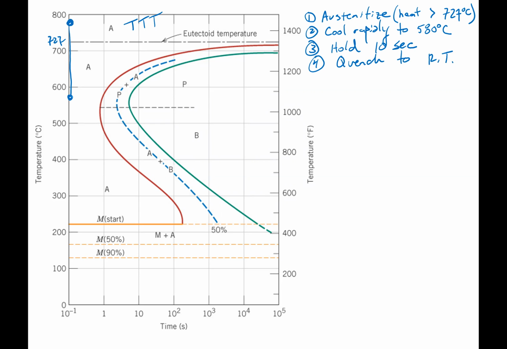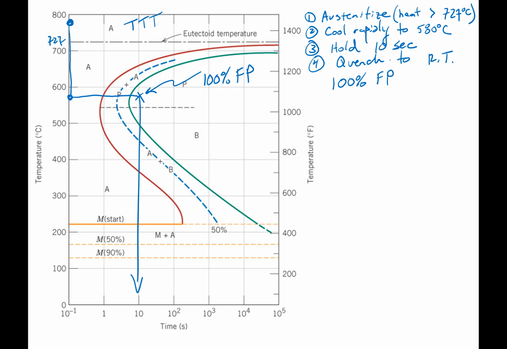So my hold for 10 seconds will take me right here to this point. And at this point now, I have 100% fine pearlite. So I'm on the bottom half of the diagram forming pearlite relatively rapidly, so that would be a fine pearlite. And then I'm going to just quench it down to room temperature. Once I have the pearlite, the rest of the diagram doesn't matter. If I'm cooling it down to room temperature, that's what I maintain. So this process would have given me 100% fine pearlite.